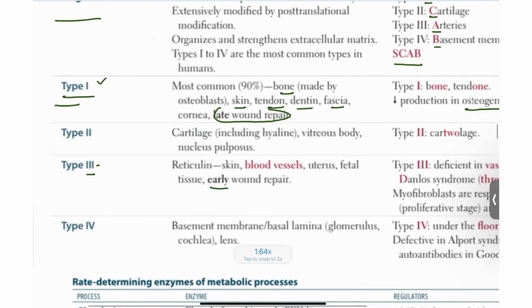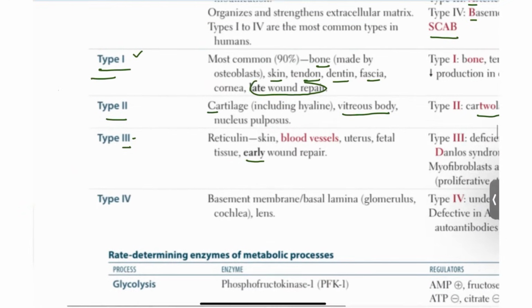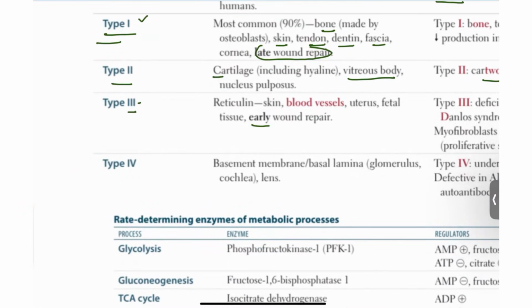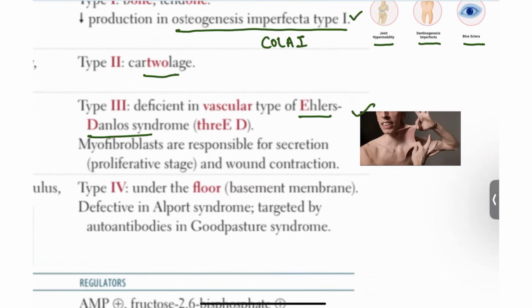Next, the second one, type 2, is seen in the cartilage, and any disease related to cartilage dysfunction will be seen with type 2. And also, the vitreous body will be seen with type 2 collagen. Type 3 collagen, blood vessels mainly. So, if the patient has Ehlers-Danlos syndrome, that will be associated with blood vessel disturbances.